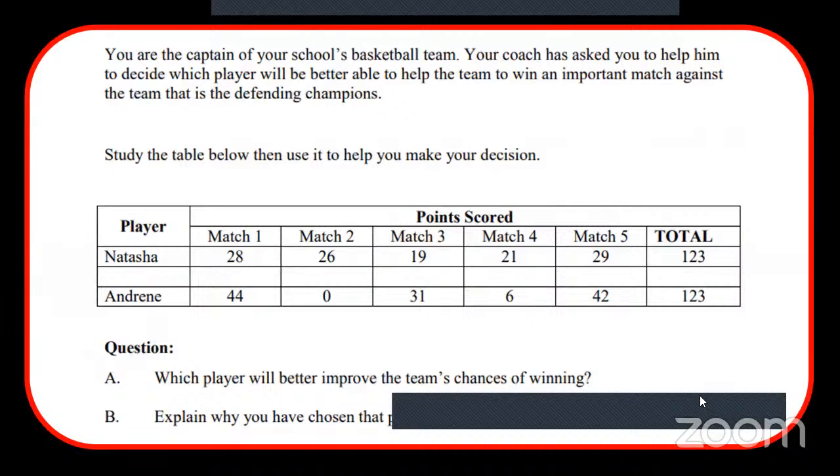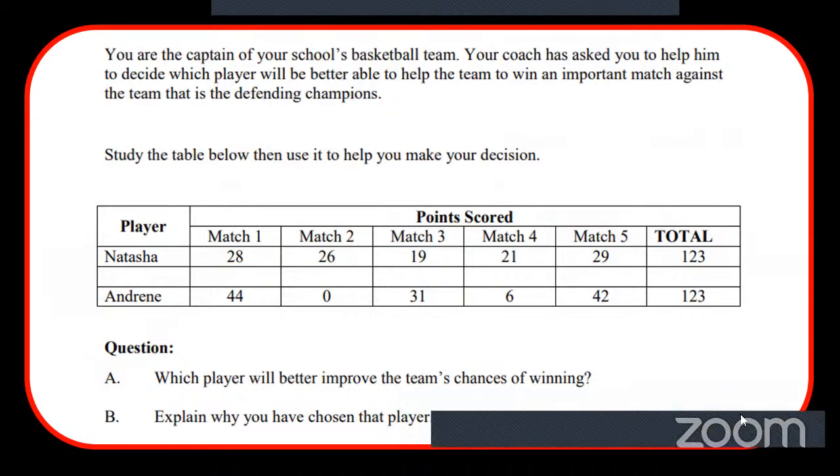Tell me though, which player will better improve the team's chance of winning? And tell me, why have you chosen that player? All right, Mr. Turtle says Natasha because she scored 26 goals and Andreen scored 0 goals. That's just one game, Mr. Turtle. Let's talk about all the games together.